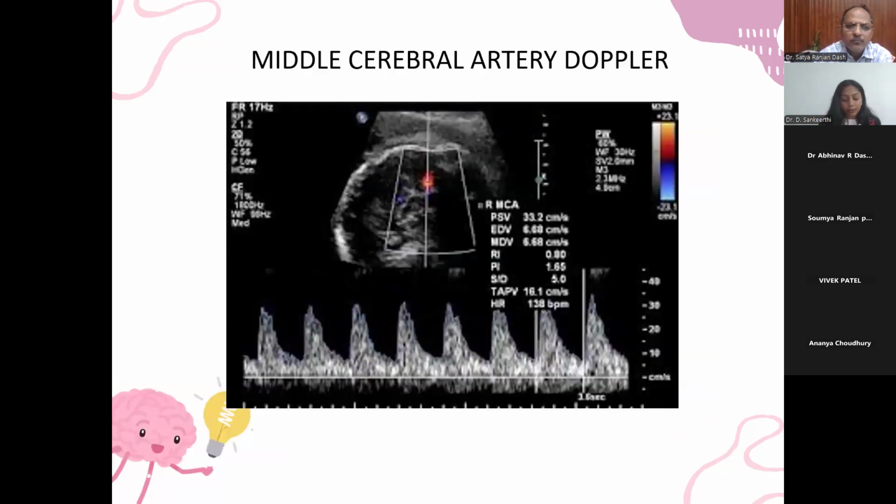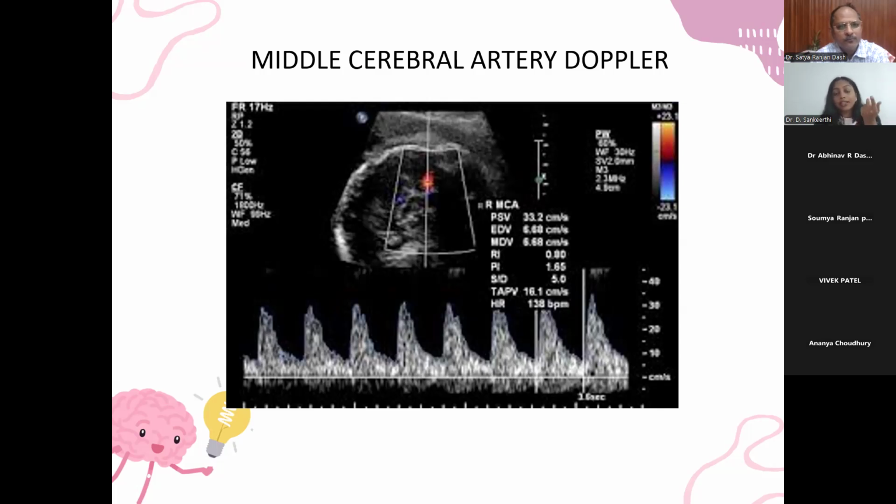This is the Doppler of the middle cerebral artery. The middle cerebral artery is part of the brain of the baby, so it plays a very important role in predicting the outcome of the baby. The brain, as we know, is a very important organ. The moment the body starts going into compromise, or the baby feels it is not getting enough oxygen or nutrients, it will start trying to push the blood to the brain, thinking that, okay, at least if the brain is growing and developing, the rest of the body will also go through.